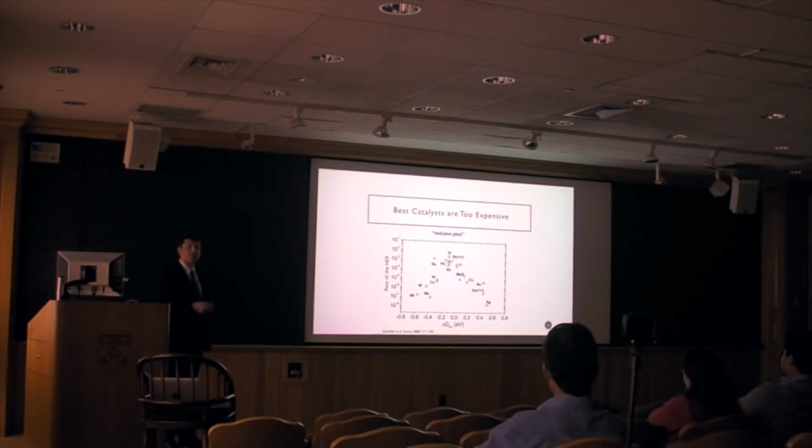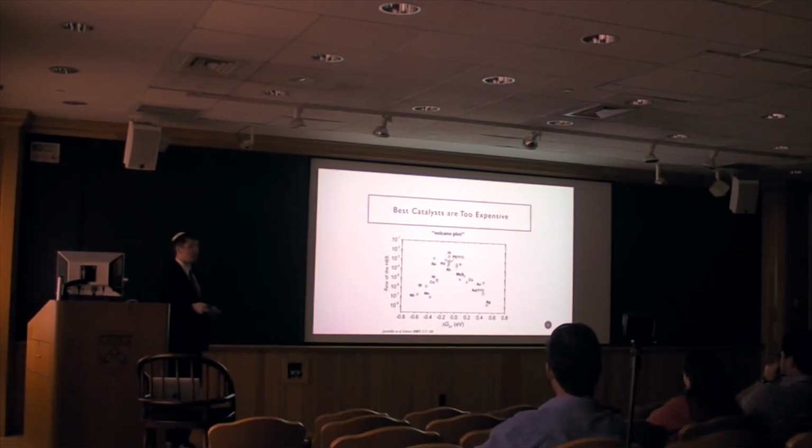However, the best catalysts for doing this reaction are far too expensive. And that can be seen here on this plot, which is called a volcano plot. On the y-axis is the rate of the hydrogen evolution reaction. So here is very slow rate, and here is very fast. And on this x-axis, we have the binding energy of hydrogen. So this will be very strong binding, and this will be very weak binding.